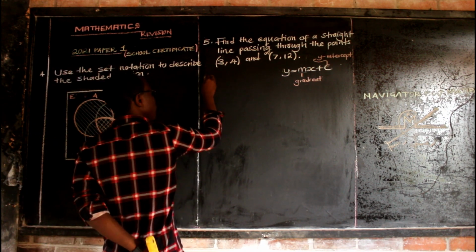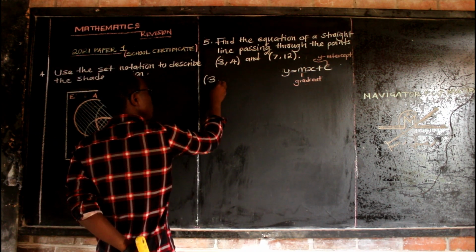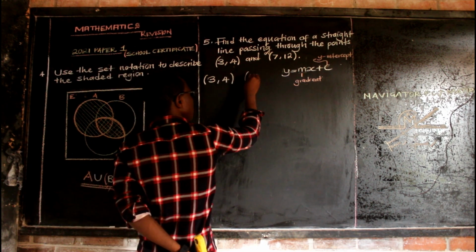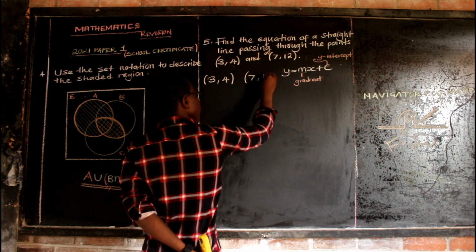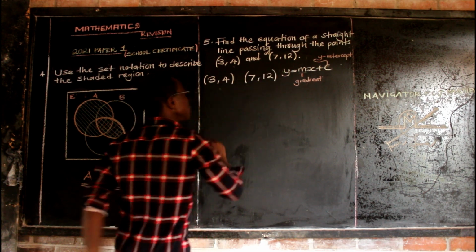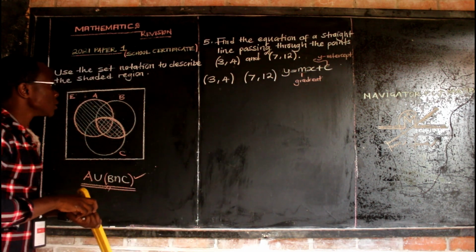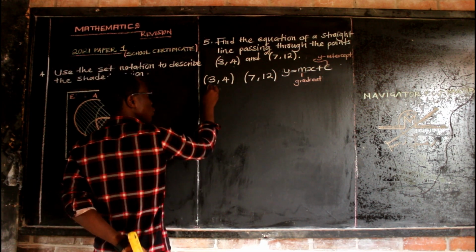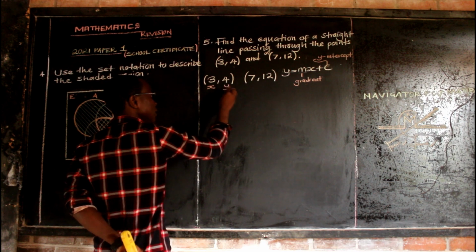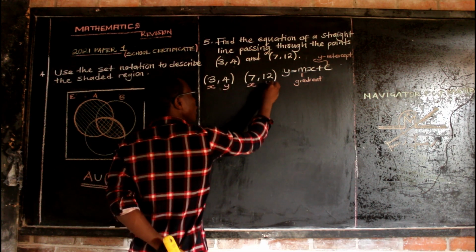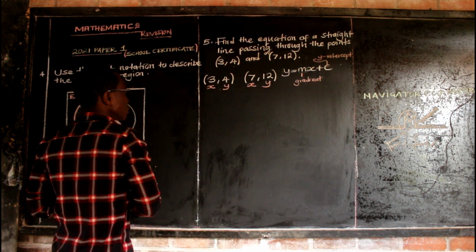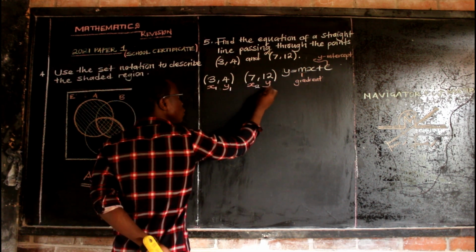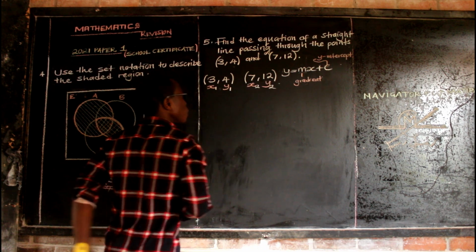Now you have been given the points where this line is passing. You have got 3, 4, and you also have 7, 12. So these are the 2 points where the line is passing. We know that the first number represents the x coordinate and the second is y. So you can say this is x1, y1, x2, y2.